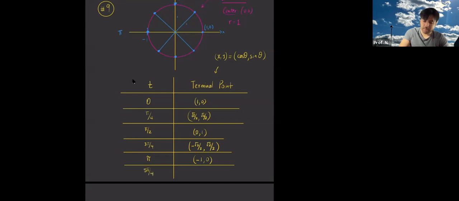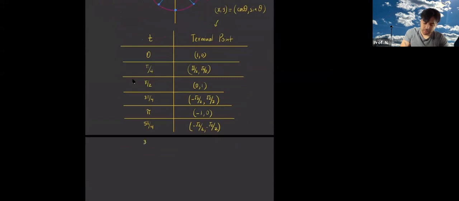5 pi over 4. You see this? It's the same x coordinate as this point here, but now the y coordinate is negated. And of course, you're in the third quadrant, so both x and y coordinates are negative. So it's going to be negative rad 2 over 2, comma, negative rad 2 over 2. And then we're almost there. So we got 3 pi over 2. That's 270 degrees. And that's going to be 0, comma, negative 1.